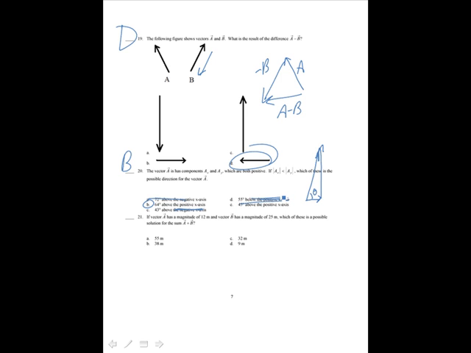If vector A has a magnitude of 12 and vector B has a magnitude of 25 meters, which of these is a possible solution? Or you want to look at the maximum and the minimum, just like in the concept test. The maximum that you could have is 12 plus 25. That's equal to 37. And the minimum that you could have is 25 minus 12, which is 13. So it has to be between 13 and 37, so that would be C.